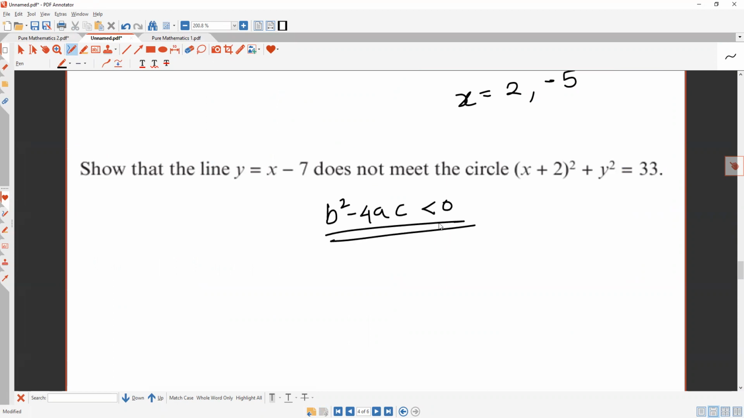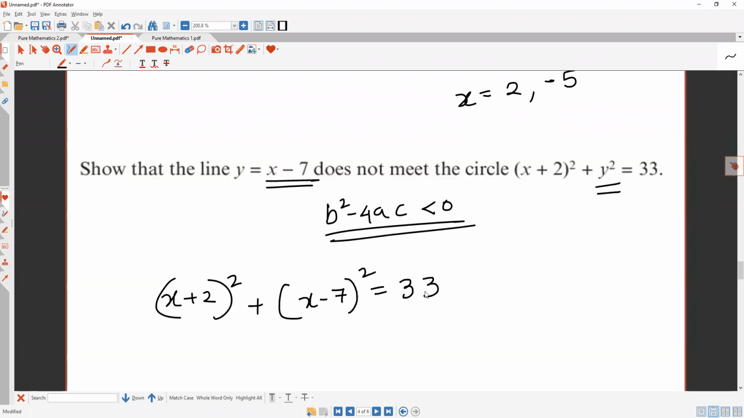Some of you new students won't know this, so most probably I will not follow this method here. Let me show you what I'm going to do. Let us do it just like we did before. I'll write (x + 2)², and in place of y I'm going to substitute x − 7, because y is x − 7. So (x − 7)² is equal to 33. Okay. Now anything else?